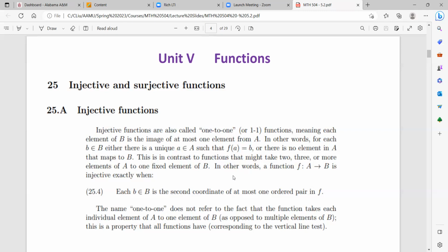Okay, so in other words, a function f from A to B is injective exactly when each b in the codomain B is the second coordinate of at most one ordered pair in f. So you either have one ordered pair or no ordered pair. Some elements in the codomain do not have a pre-image, and that's still one-to-one, okay, as we know.